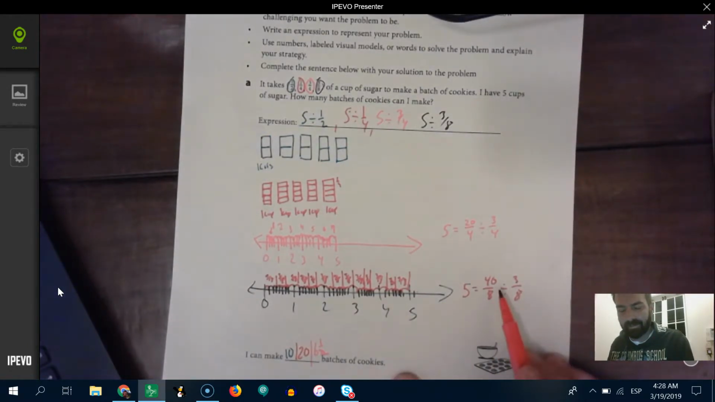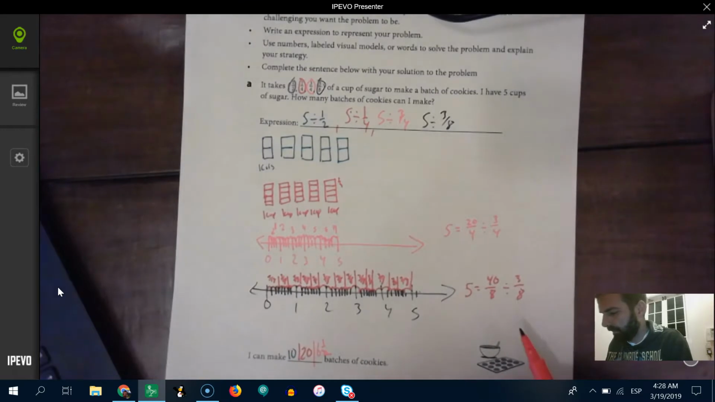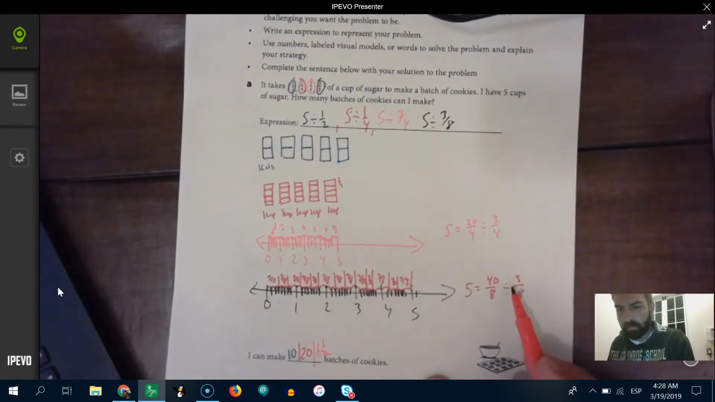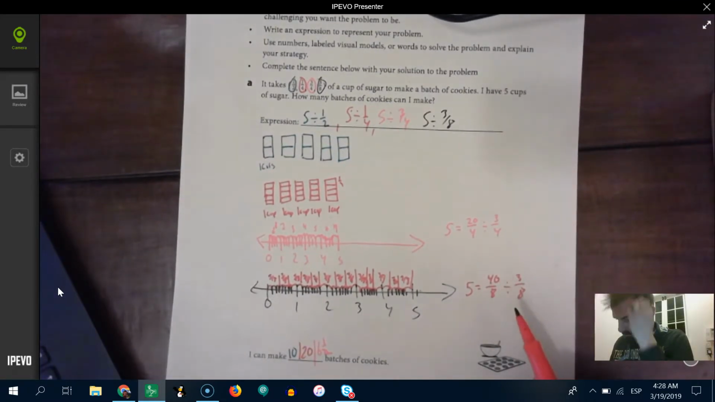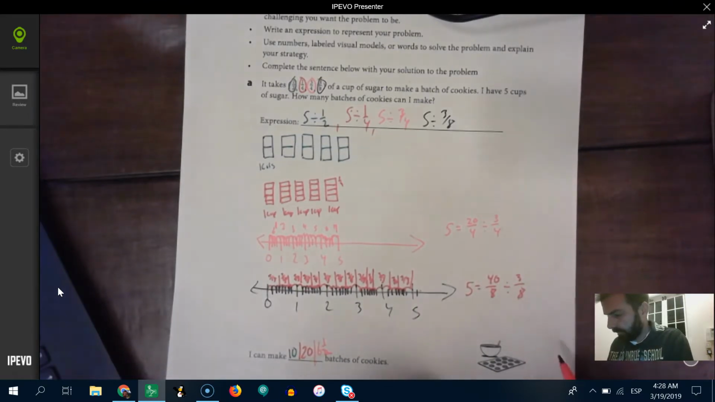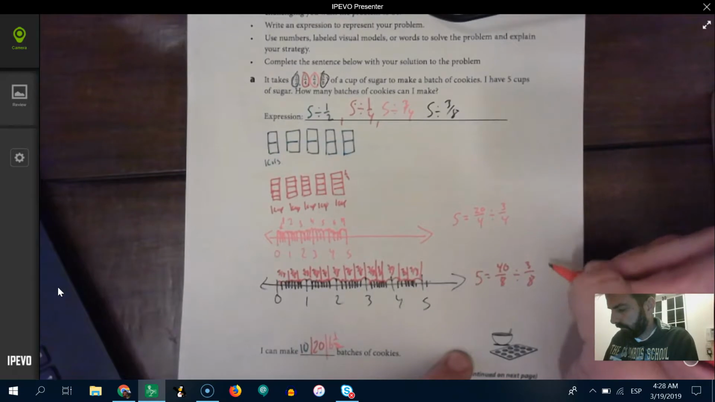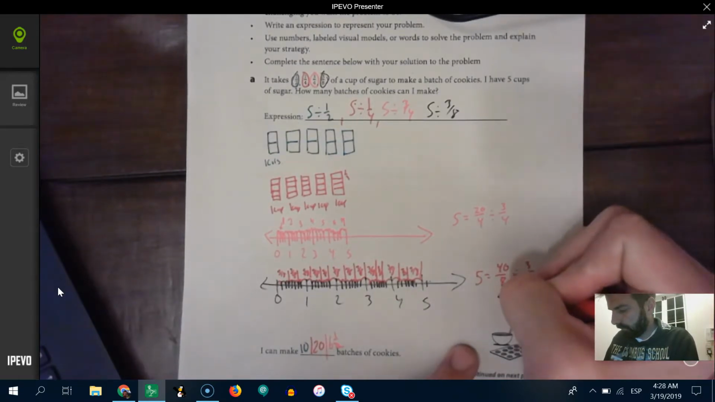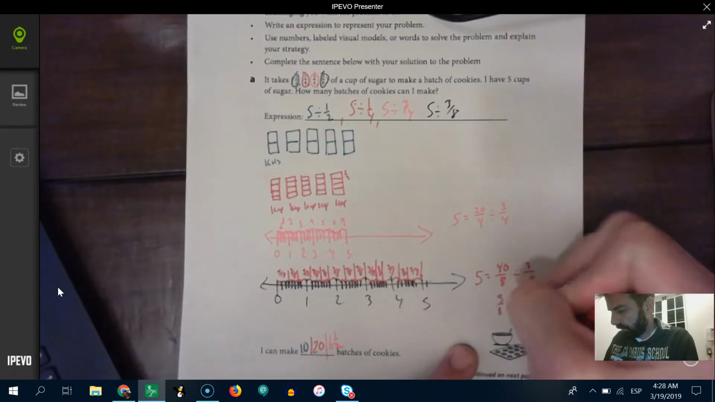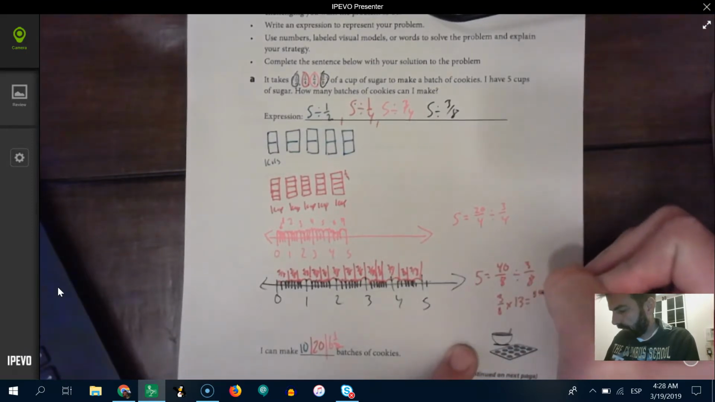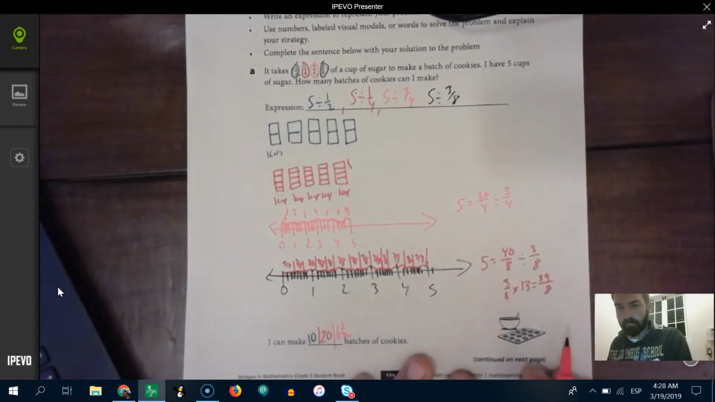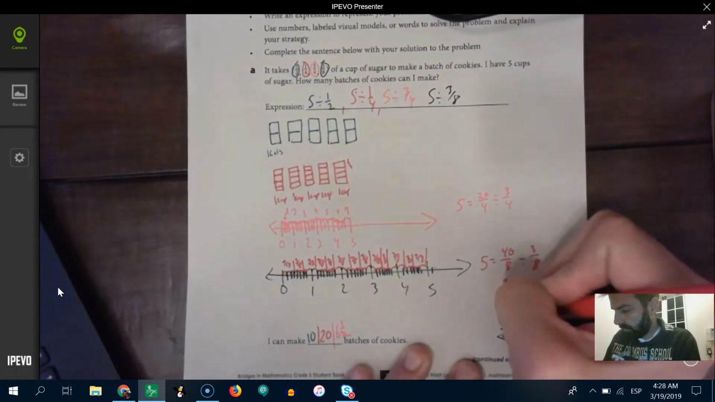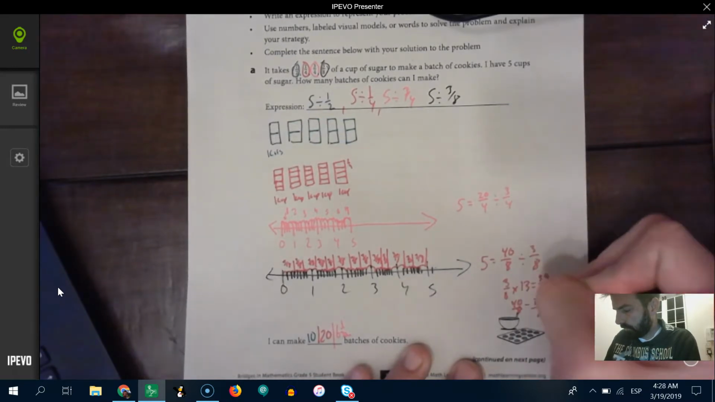Again, just looking at that, 3 does not go into 40, so I can't have a whole number there. So 3/8, how many times does 3 go into 40? It probably goes 13 times, but then I also have an 8 left over. I can say 3/8 times 13 equals 39/8, and then I can go 48 minus 39/8 equals 1/8.